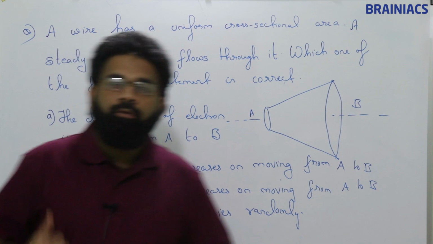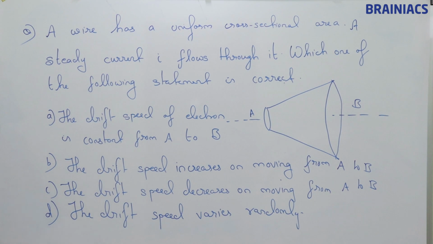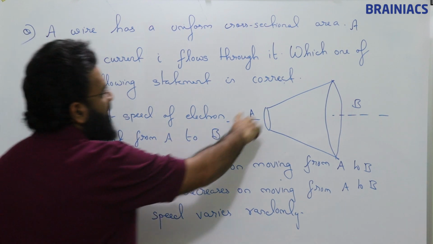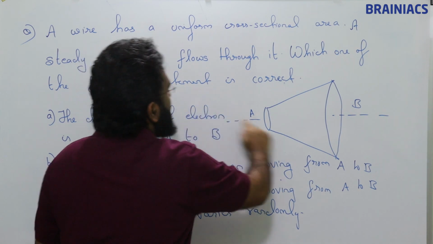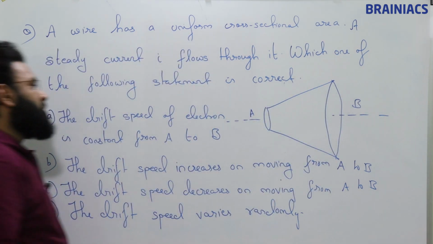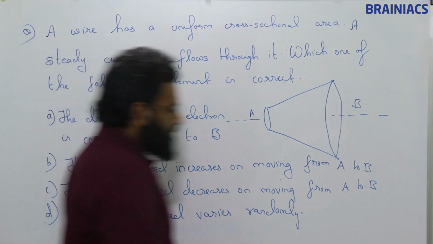Okay, so this is another question. A wire has a uniform cross-sectional area, and a steady current I flows through it. Which one of the following statements is correct? A figure is given. A steady current I flows through it. So what will happen to the drift velocity? Current will be constant here. So in order to maintain current constant, what should happen to the drift velocity? That is the question.